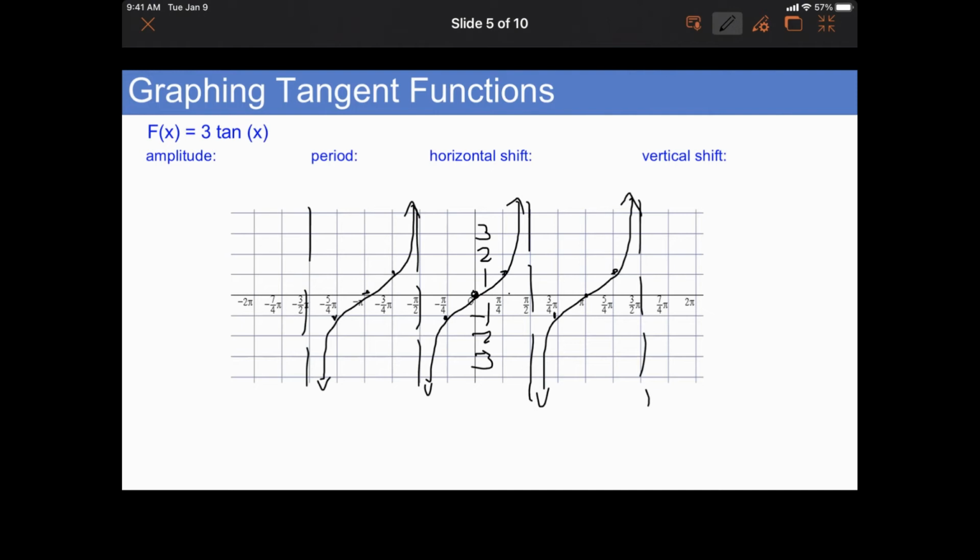All right. So let's look at our function. And if you want to do the ones on the outside, sure. I'm just going to save time and do the ones on the inside. But that's up to you. All right, so what's our amplitude? Number in front, our A is 3. It's going to be our stretch. Period is pi. Horizontal shift is 0. Vertical shift is 0. Okay.